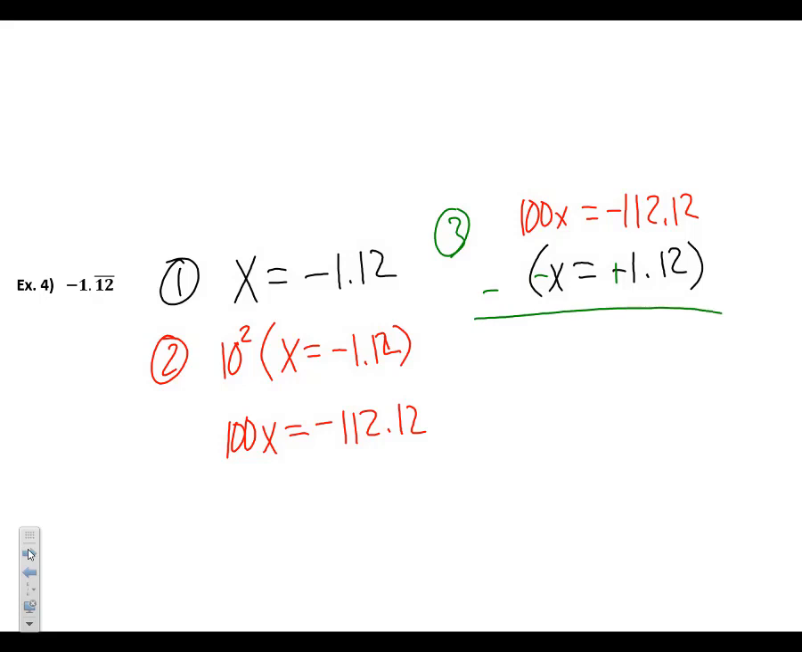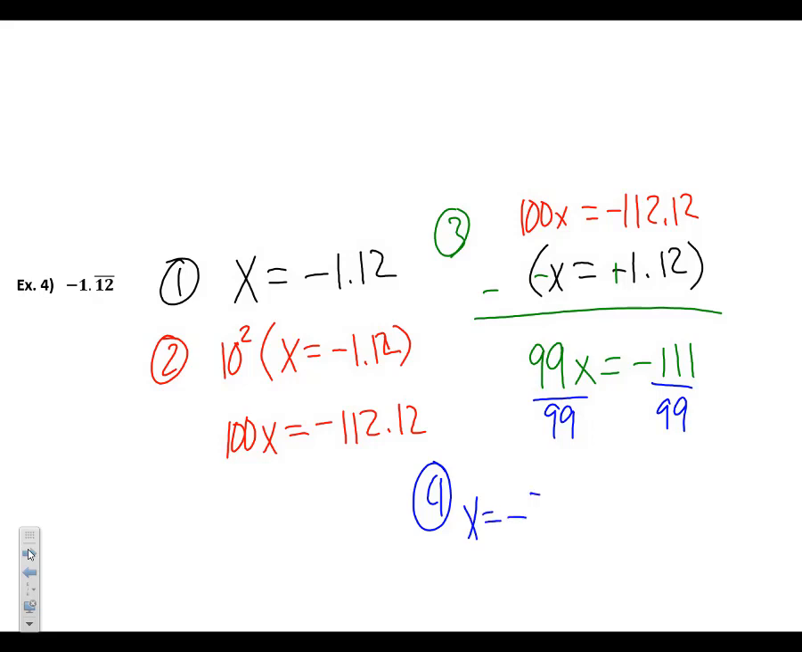So 100x minus x is 99x again. And then a negative 112.12 plus 1.12, well, that's going to give us a negative 111. Okay? Step 4 says solve for x by dividing by 99. So x equals a negative 111/99.